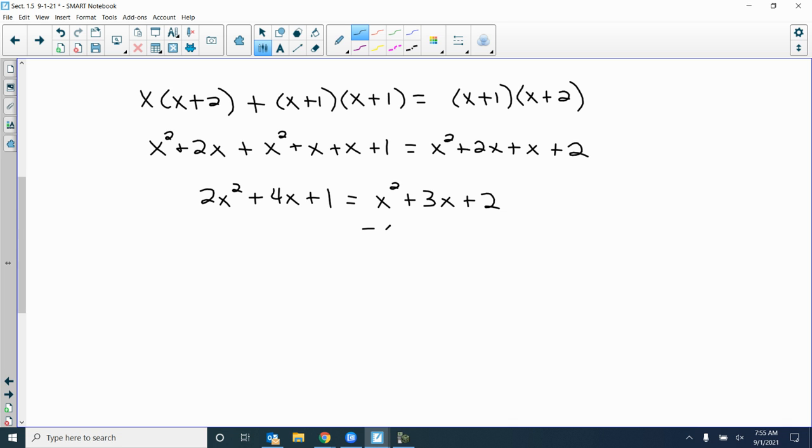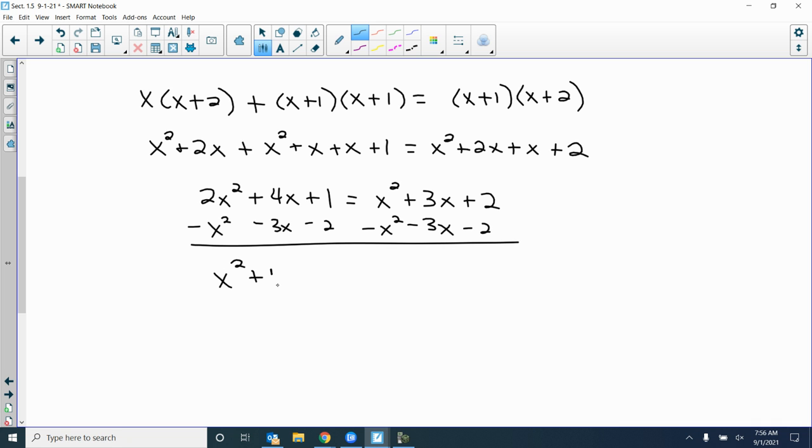So I'm just going to show it: minus x squared. I'm going to subtract x squared here, minus 3x here, and I'm going to subtract 2. And let's see, what do I end up with? I end up with x squared plus x minus 1 equals 0.